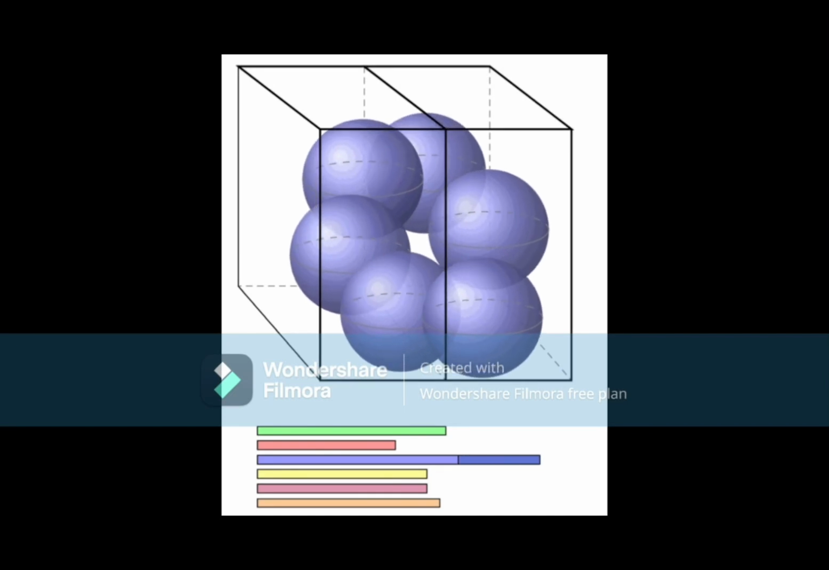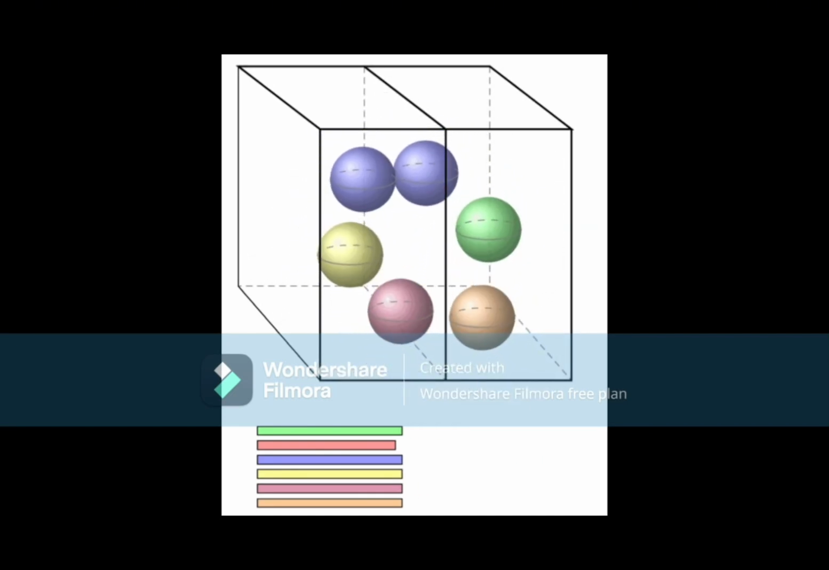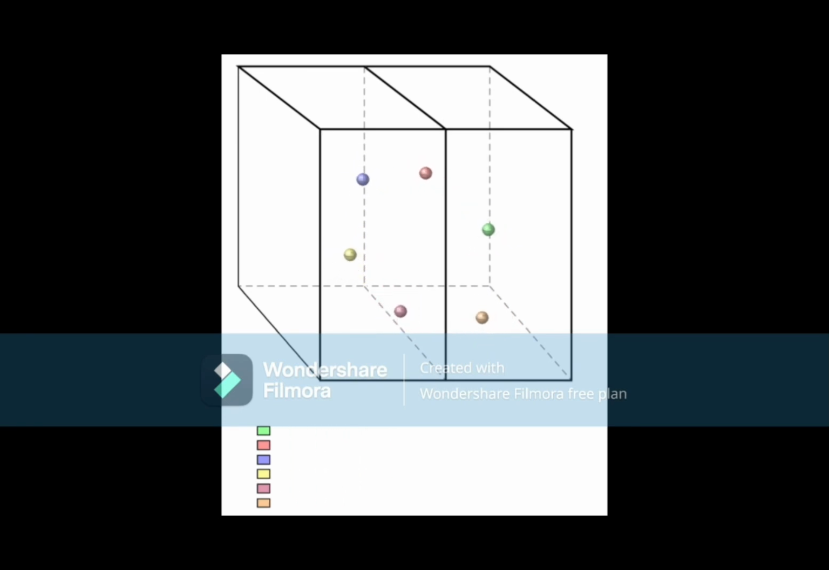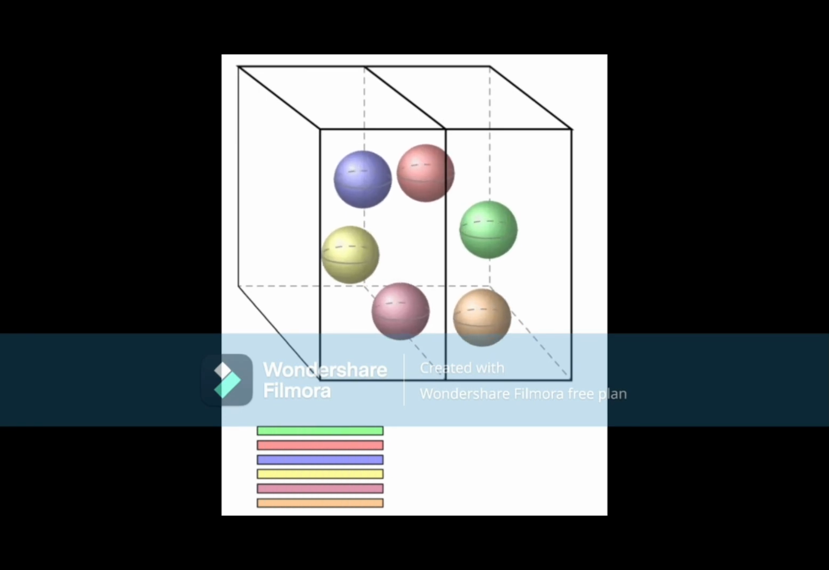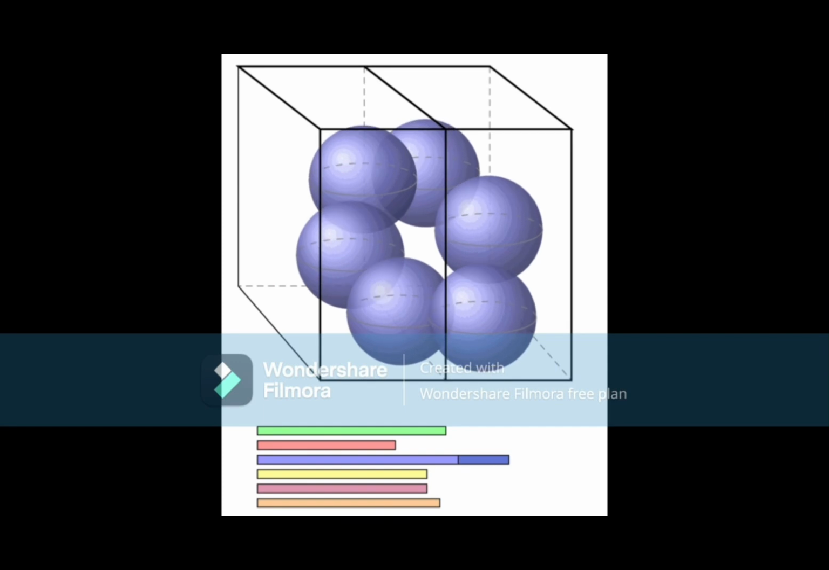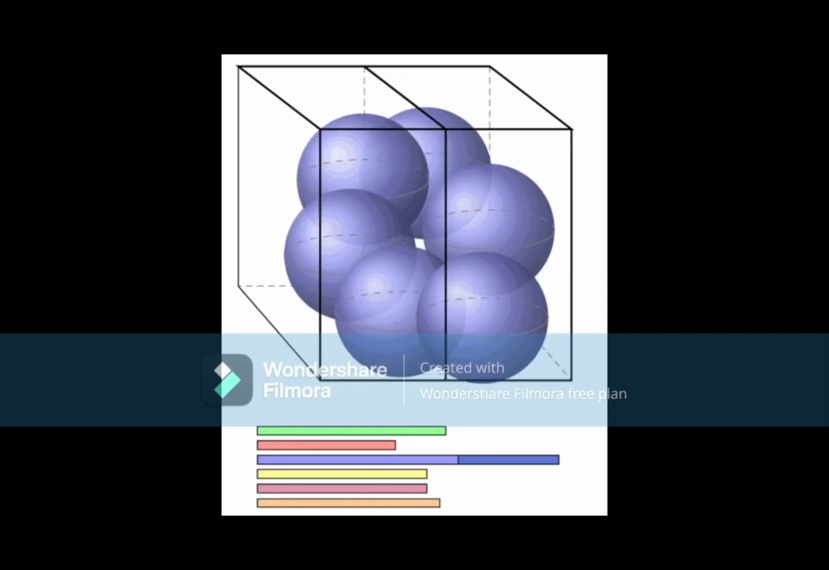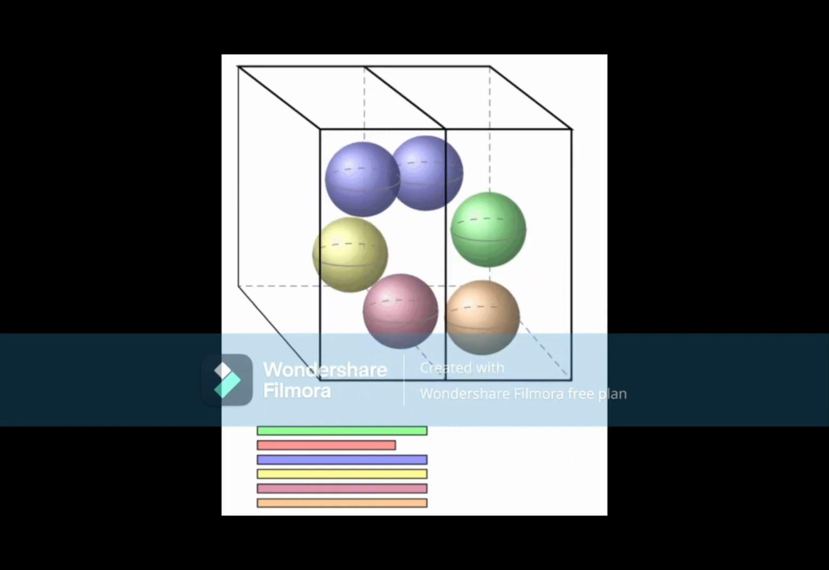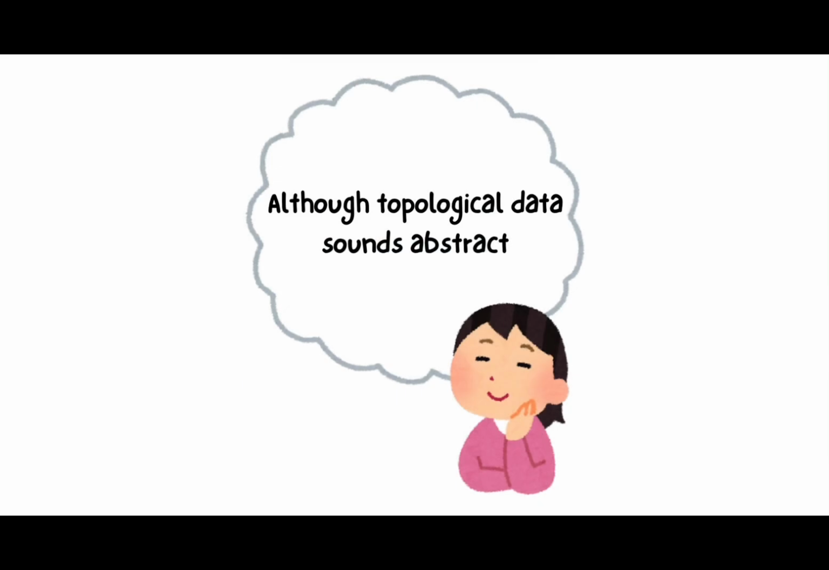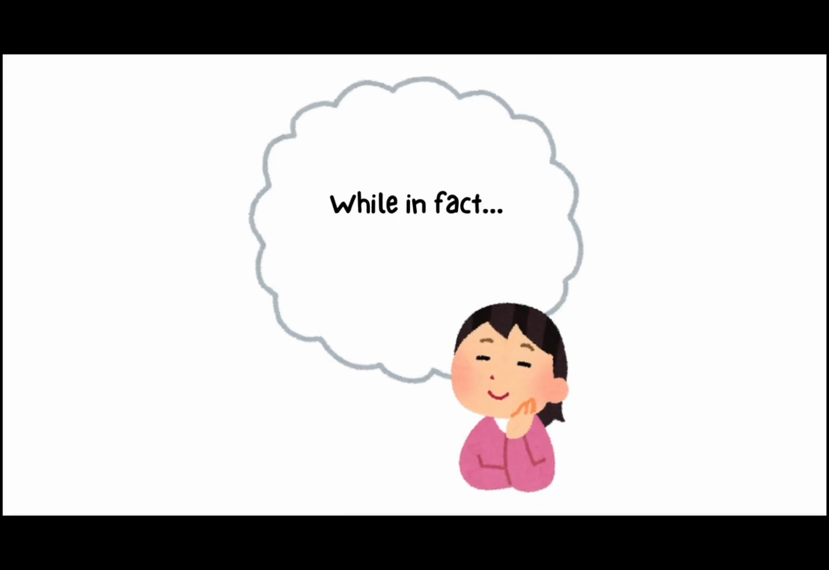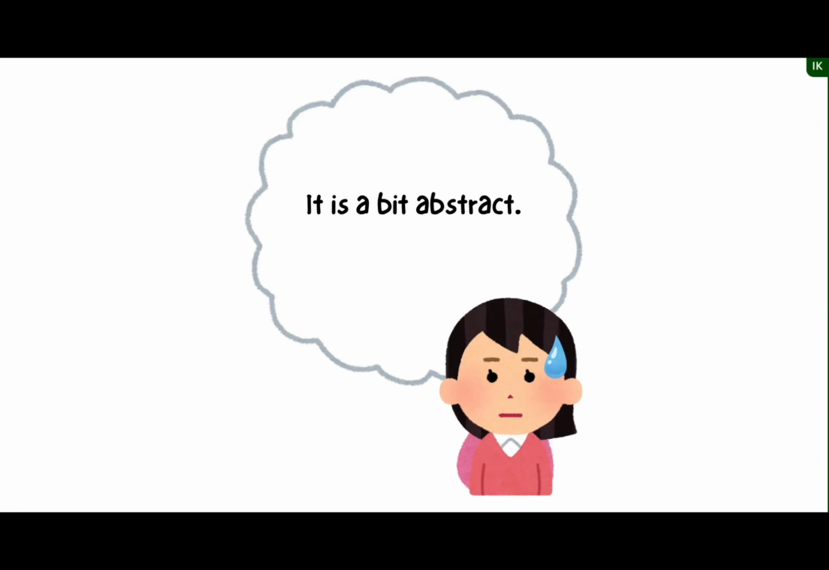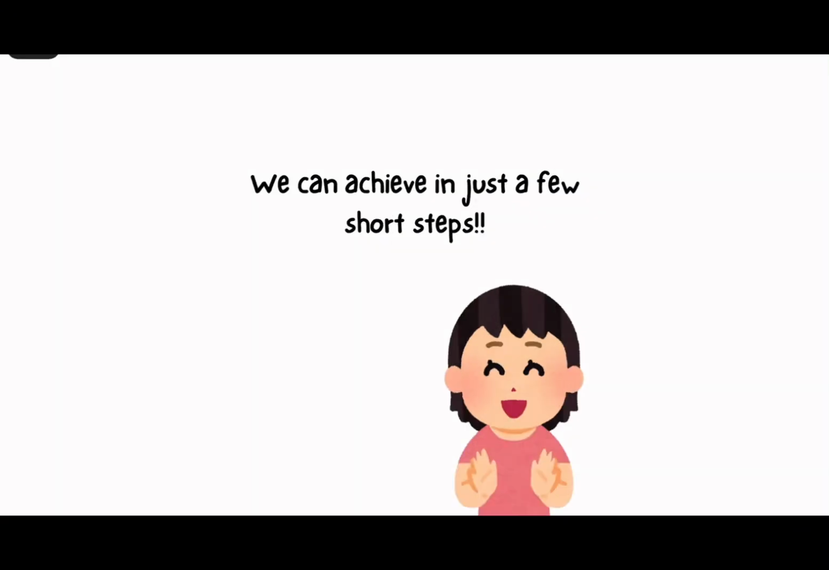By using topology, we can reach more fundamental features of crystalline structures, such as the presence of holes, voids, and loops. With this new information, we are capable of improving our predictions and even predicting more properties, as I'm going to explain later. Although topological data analysis sounds abstract, well, in fact, it's a bit abstract. However, it can be done in just a few steps.